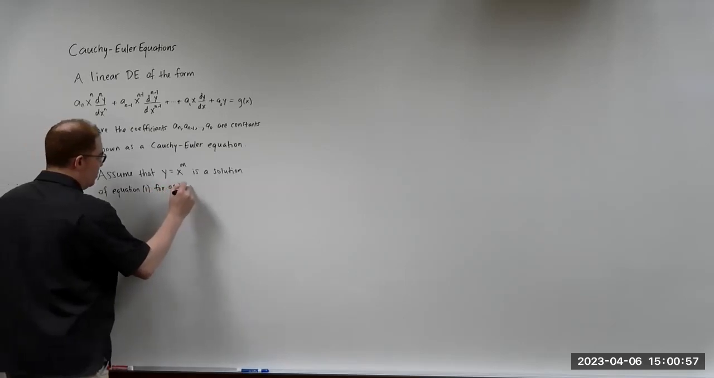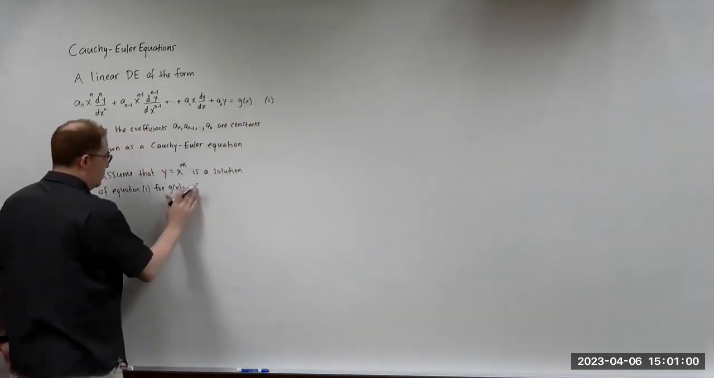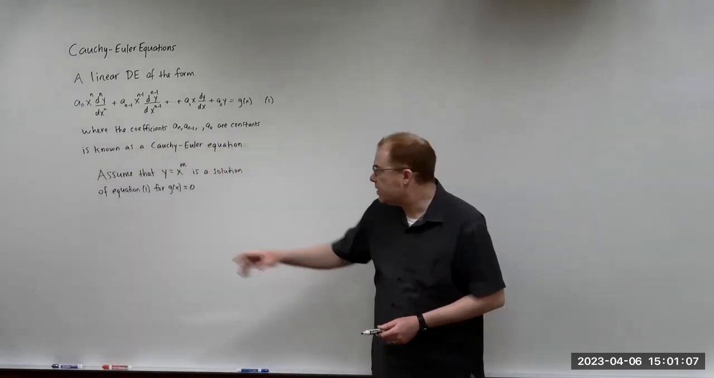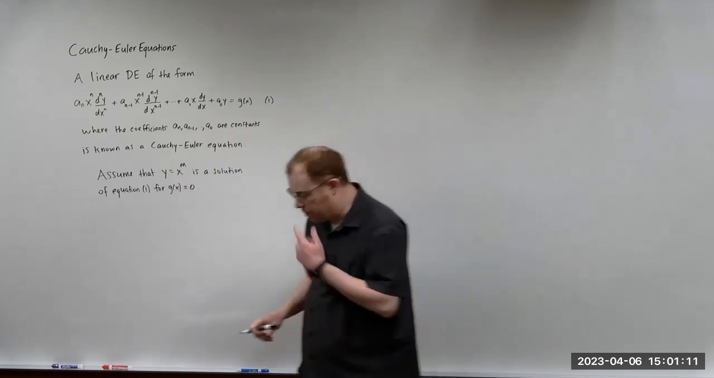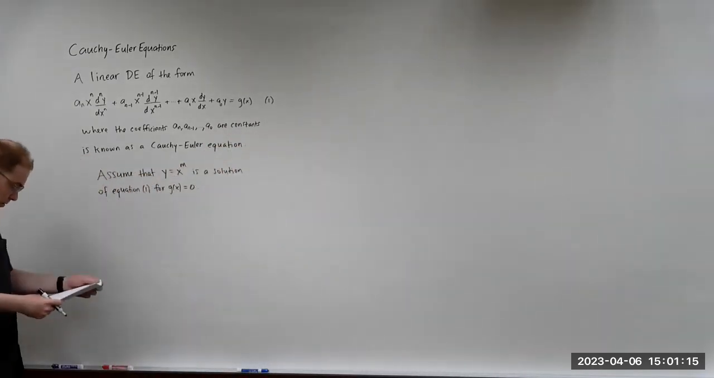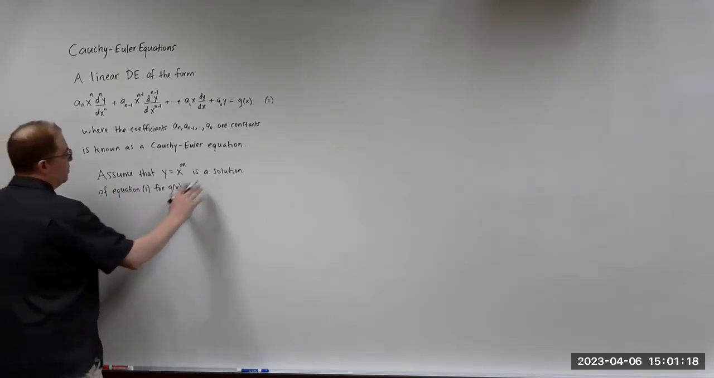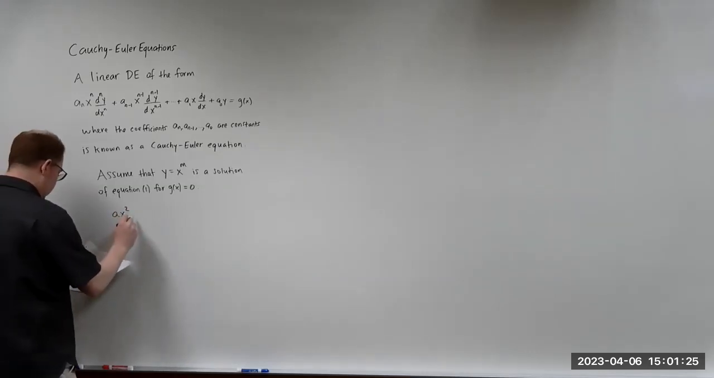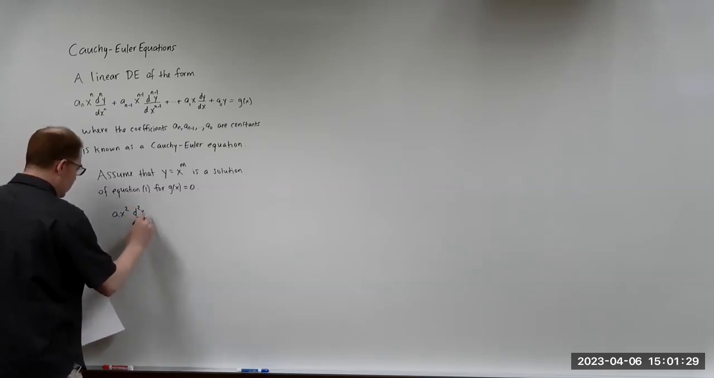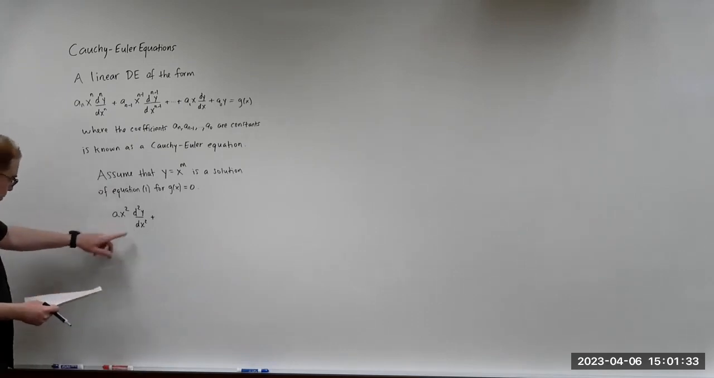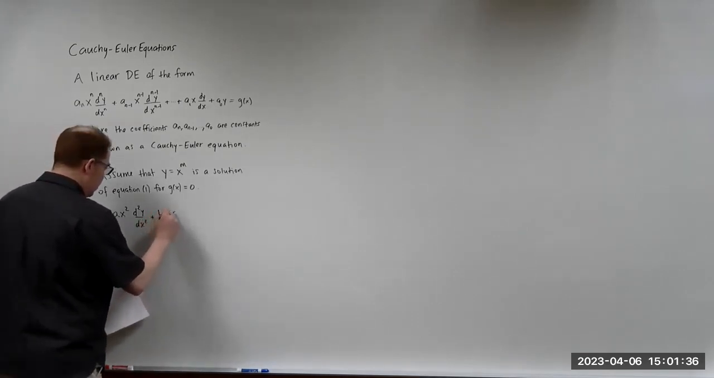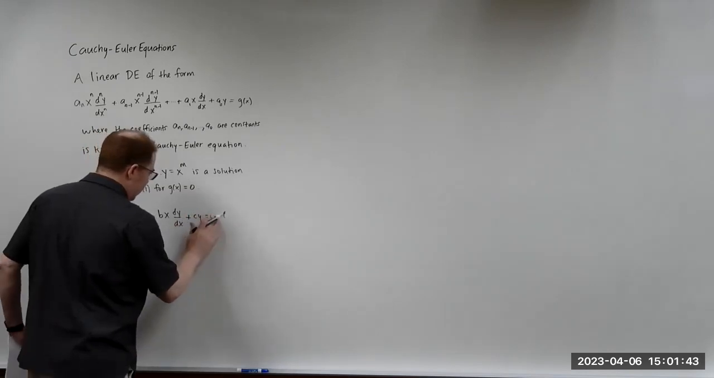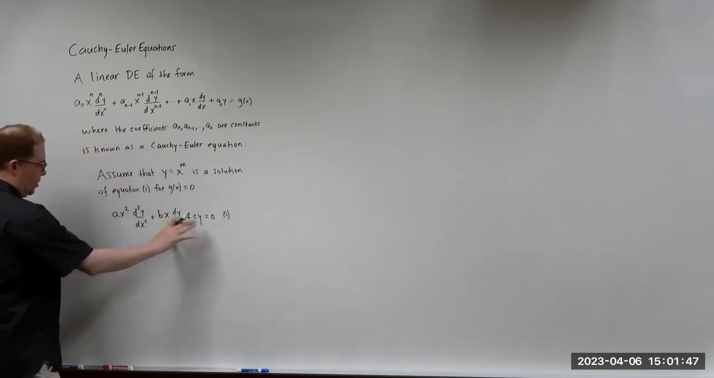Equation 1, or g of x equal to 0. Just like we've done in the past, we're going to take this solution and plug it into our second order equation. So let's go ahead and write down our second order equation here. So I have a x squared y double prime plus b x times dy dx plus c times y equal to 0. So this is the equation that we're focusing on.